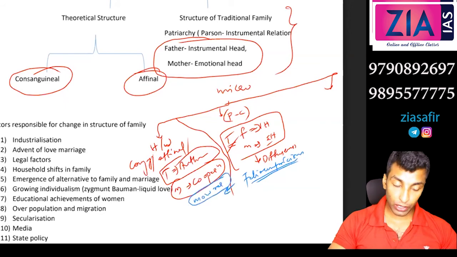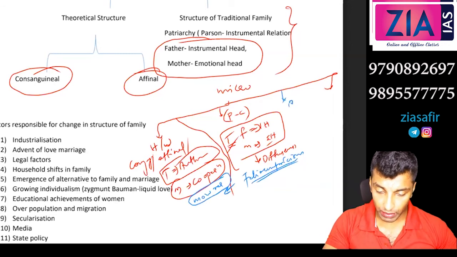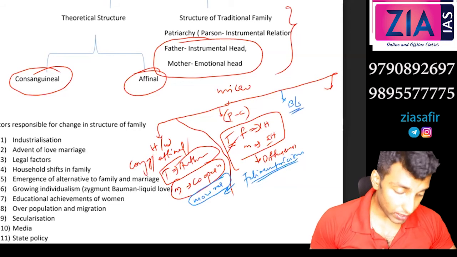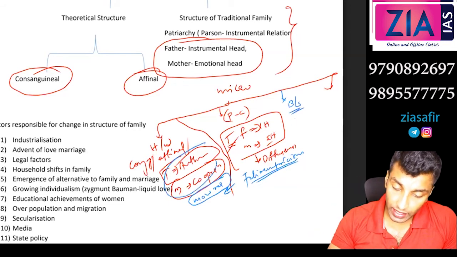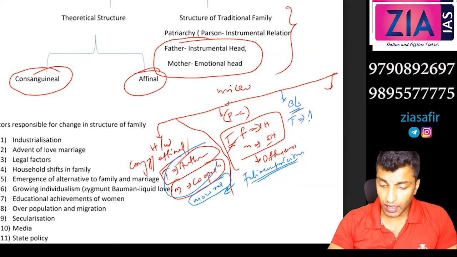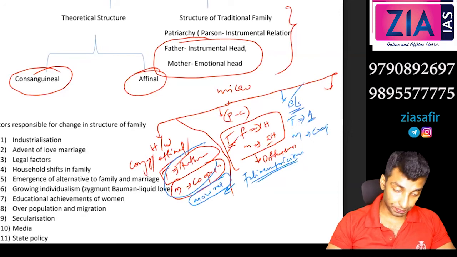Apart from that, you can also talk about the relation between brother and sister. What is the change? It is similar to this only. In the traditional society, it was authoritarian in nature because traditional society is patriarchal, so the brother enjoys all the authority. In the modern society, it is a fellowship type, that means cooperation type.